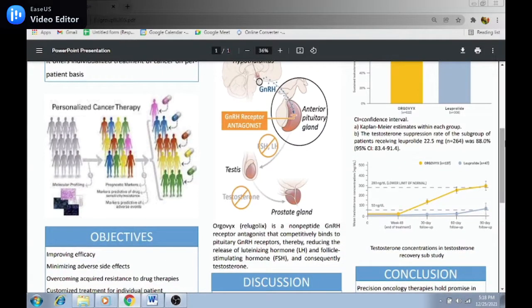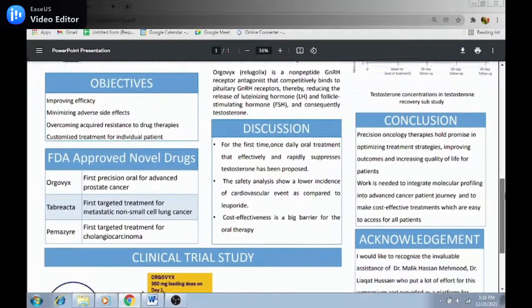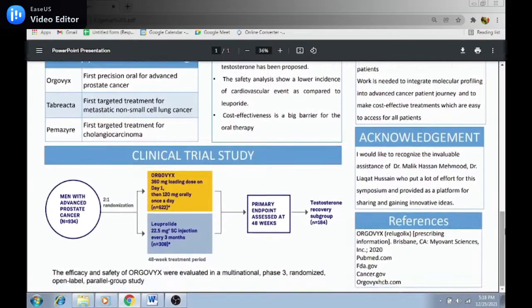We did a clinical trial study. It was an open-label, randomized study, conducted as 2-to-1 randomization. A total of 934 patients were included: 622 received Orgovyx and 308 received Leuprolide. The Orgovyx dose is 120 milligrams daily, but when we start the treatment, we give a loading dose of 360 milligrams on day 1. In the case of Leuprolide, we give a subcutaneous injection of 22.5 mg every 3 months.